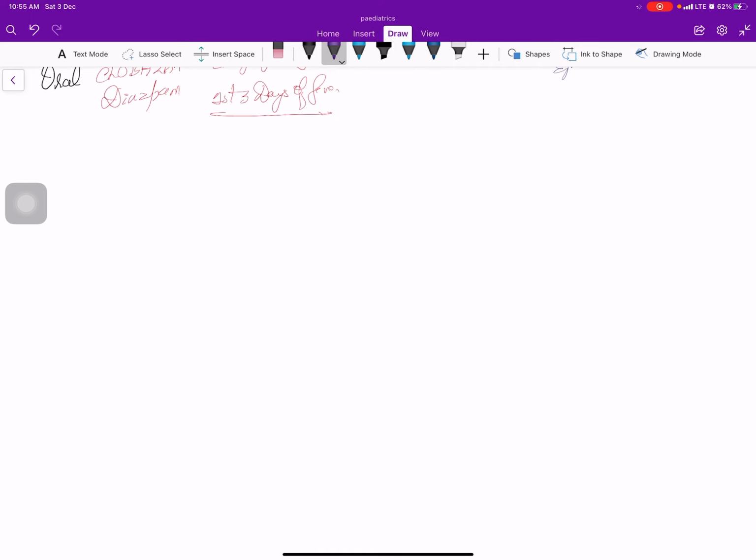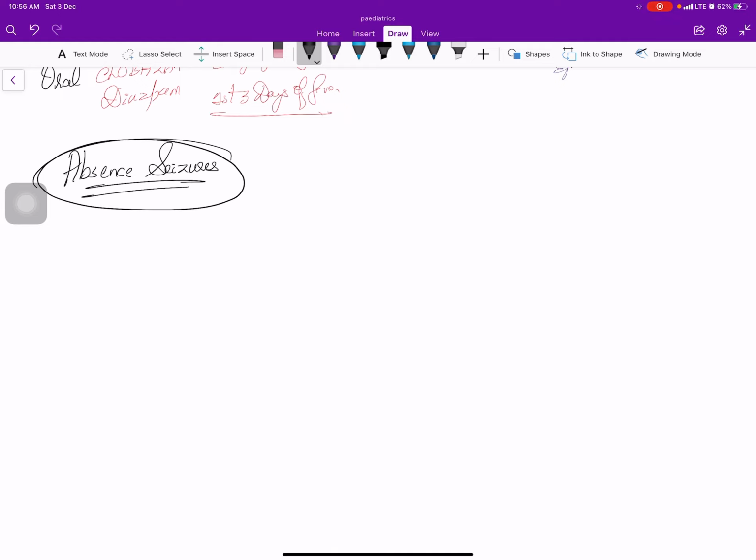We have absent seizures and we have status epilepticus treatment. So in absent seizures, let's see how much time do we have? 6 minutes, not bad. So what are absent seizures? You can't tell the patient is having seizures. So it was called petit mal. Generalized tonic-clonic seizure is called grand mal. So this is like its small sister.